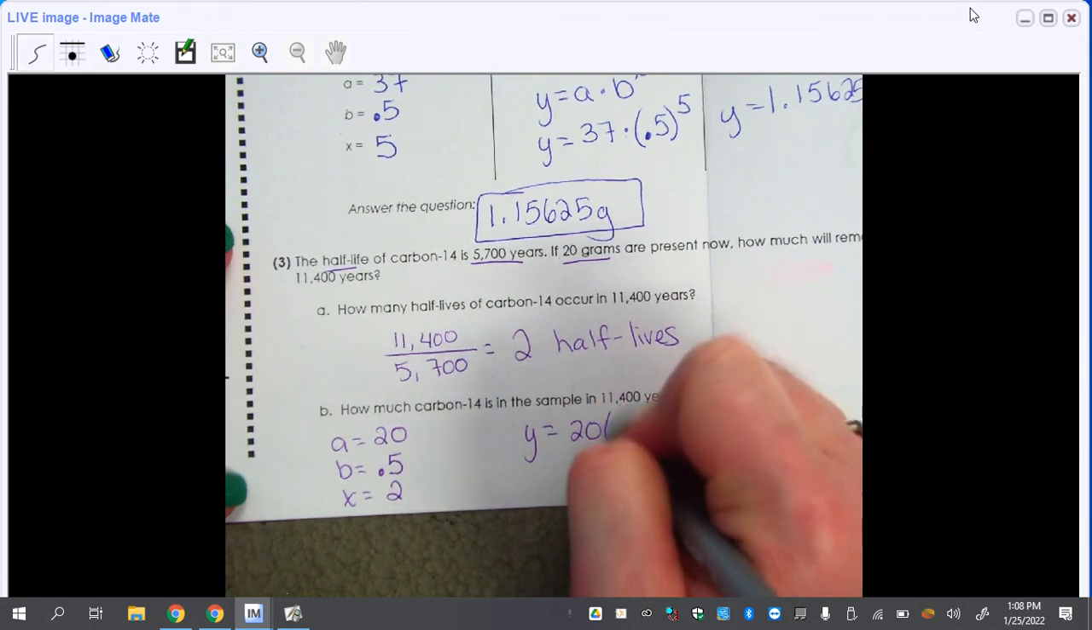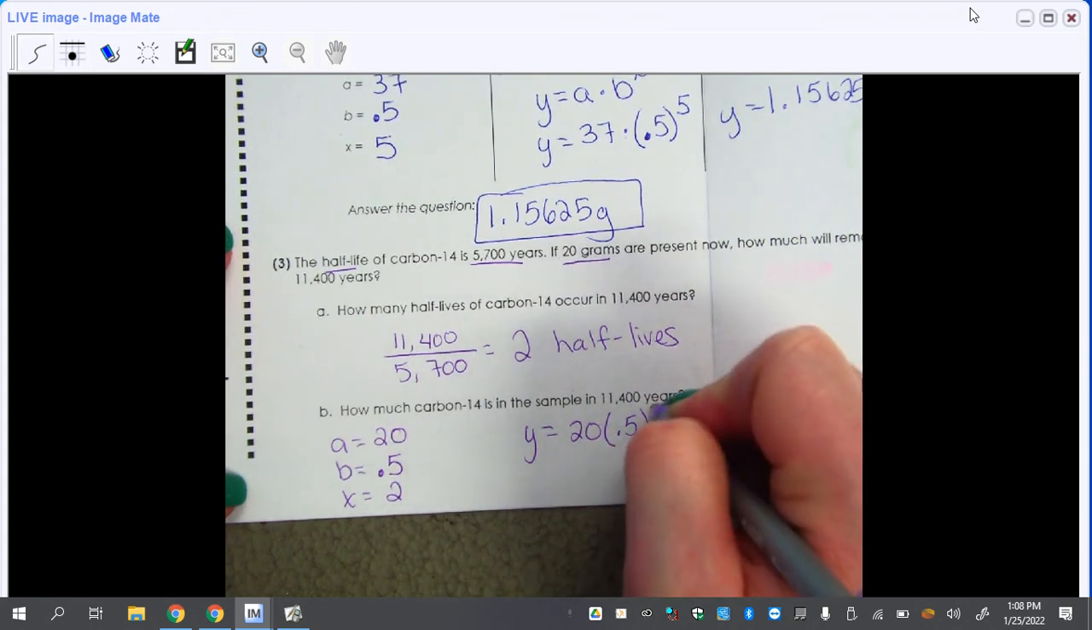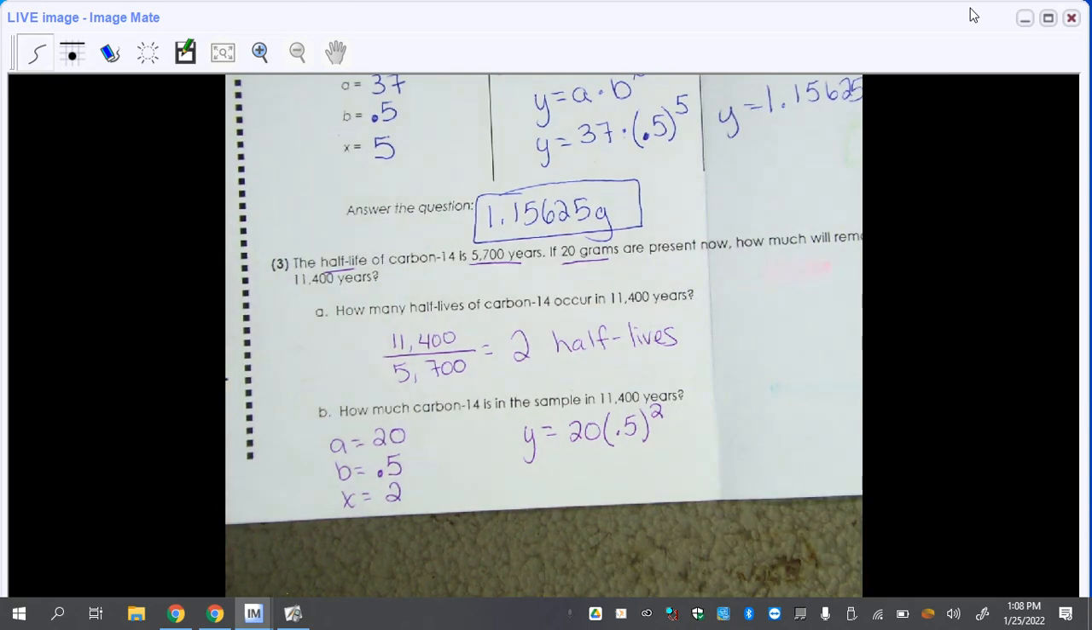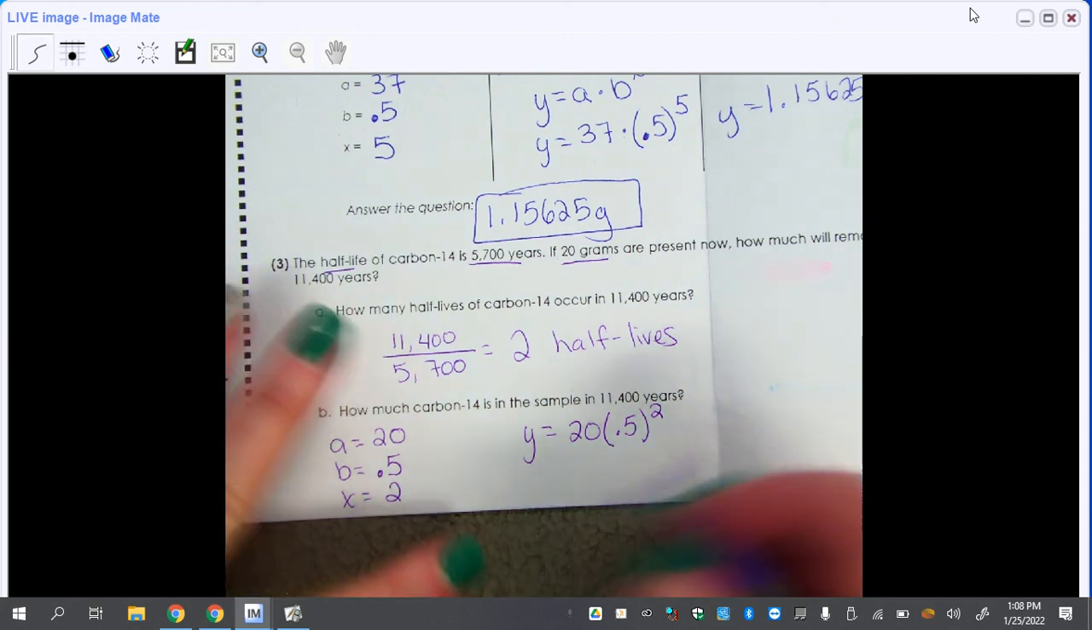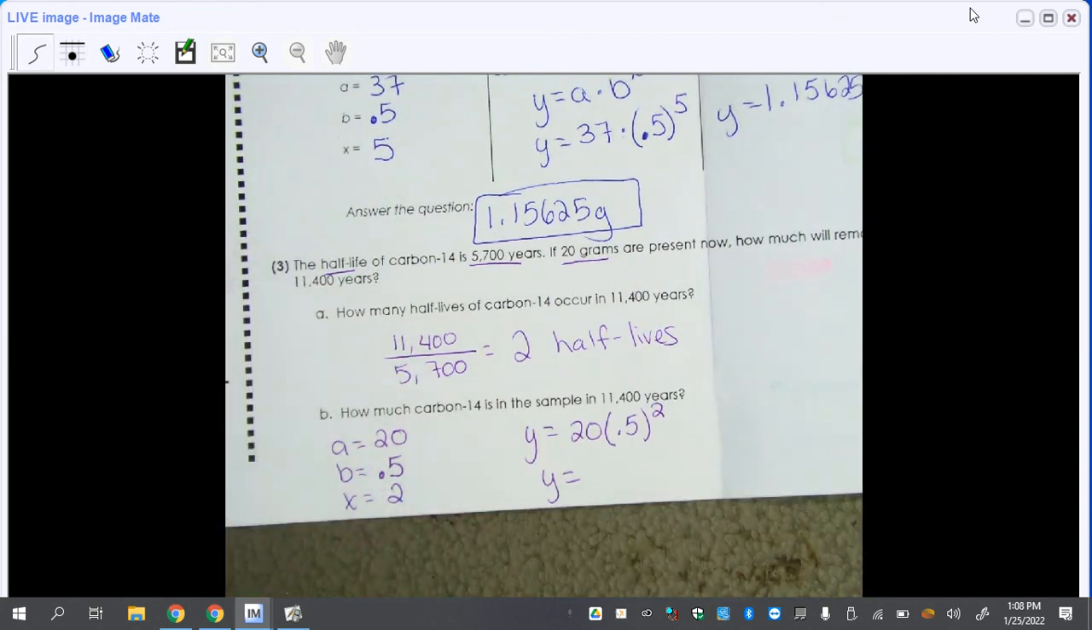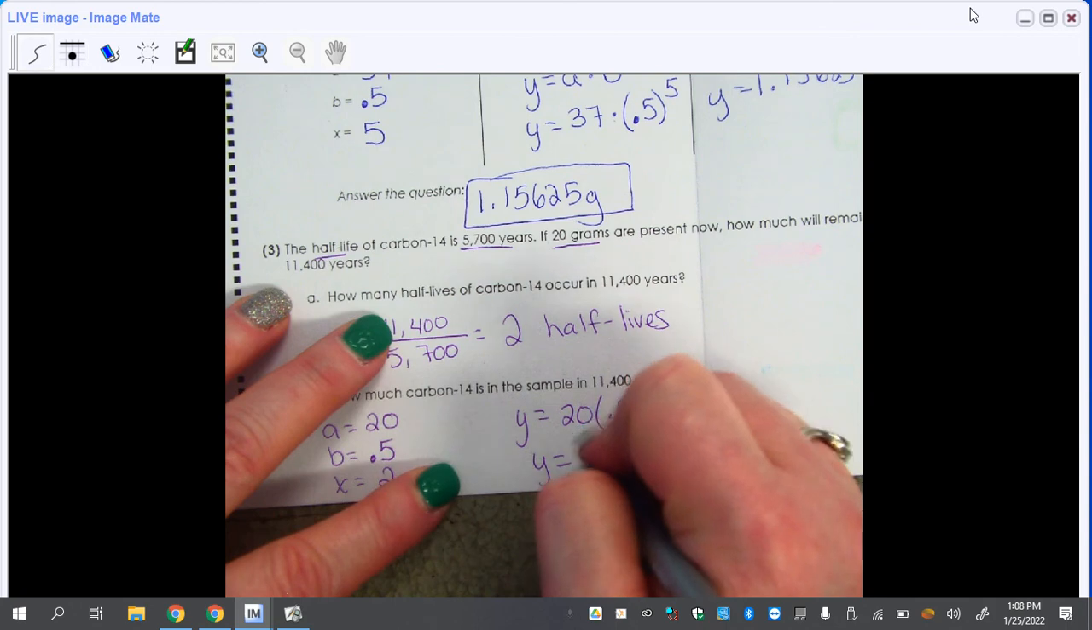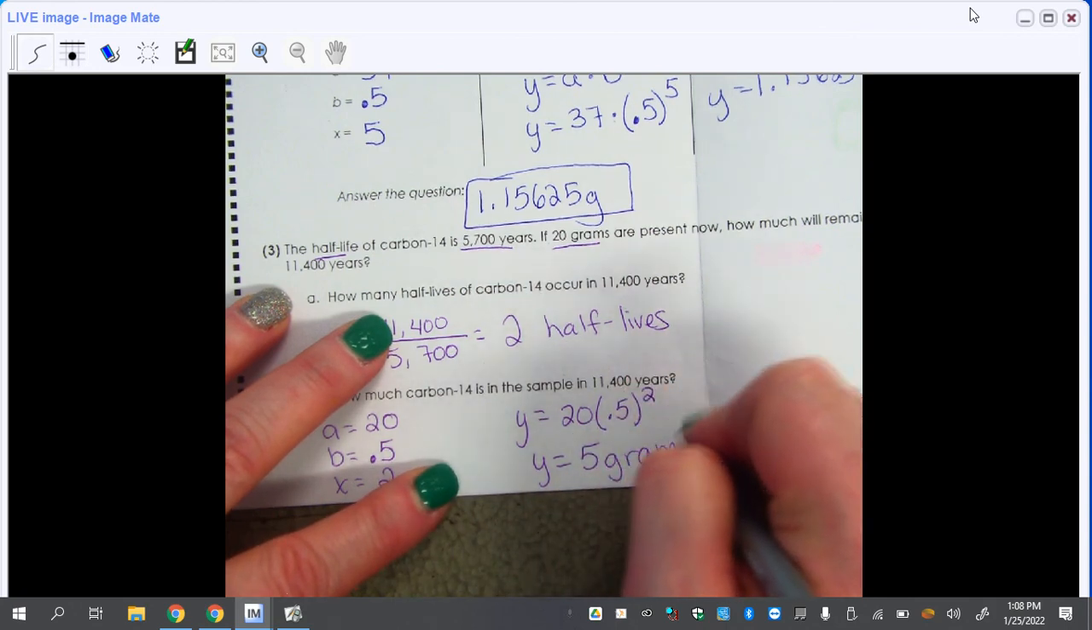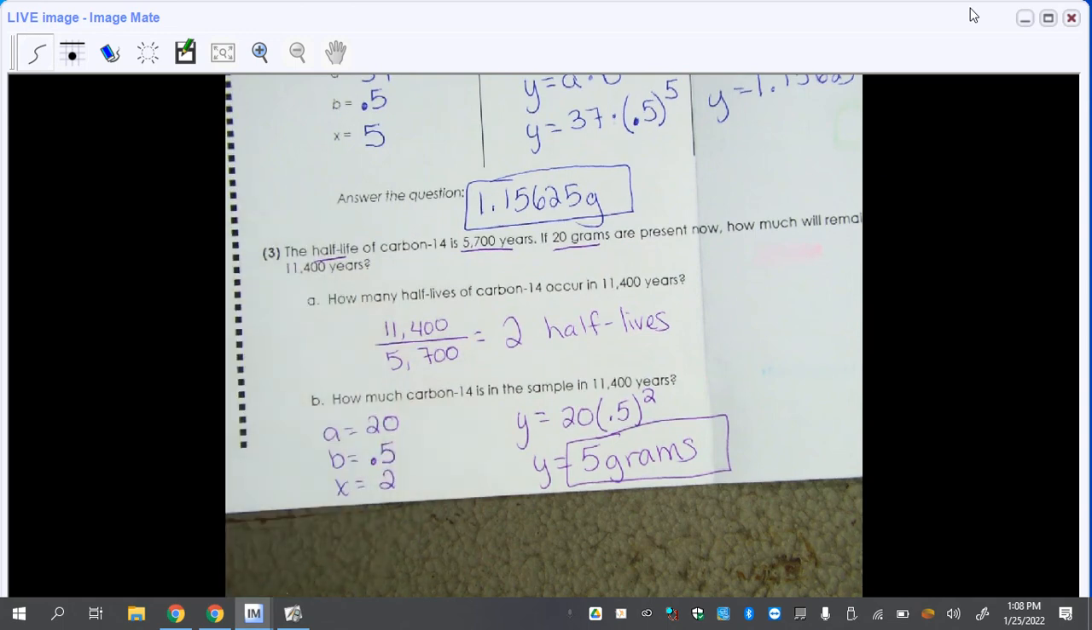So a times b to the x. So 20 times 0.5 squared. Go ahead and multiply that out in your calculator. Let's see what we get. 20 times 0.5 squared. 5 grams. There we go. So again, you find that initial value, that's your A. Find whatever our growth decay factor is, that's your B. And then figure out how many times it is happening.